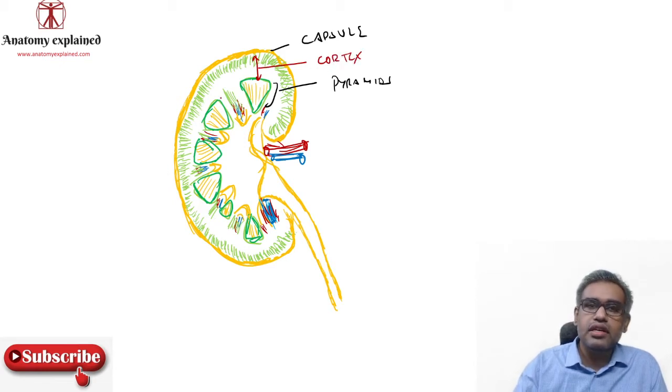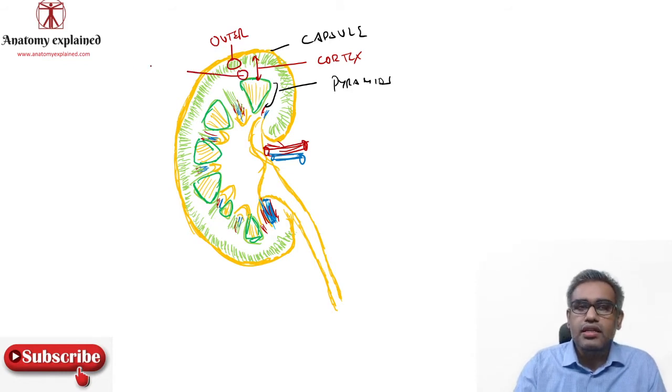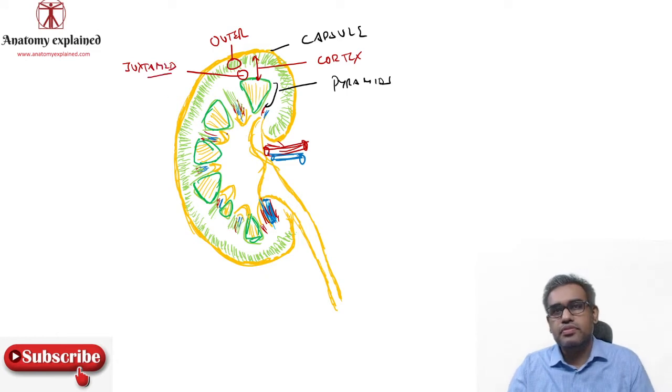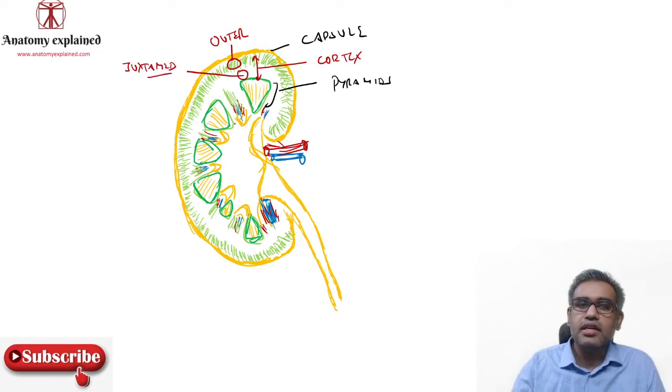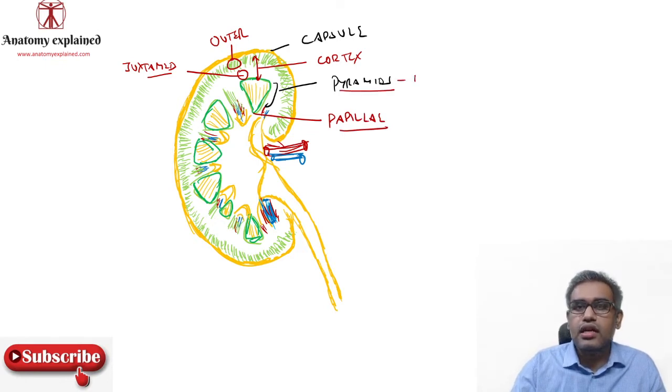Now this cortex is divided into a part just beneath the capsule, which is the outer cortex, and the region towards or near the medulla, which is known as the juxtamedullary cortex. So we have a cortex and a medulla. The medulla is made up of pyramids, whose apex go towards the hilum, or inside. These are known as papillae. The papillae are part of the pyramids, which constitute the medulla of the kidney.